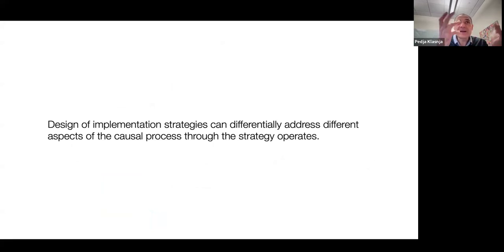And so that's another example of how the specific parts of the design, in this particular case the content of the intervention, might make a difference in terms of what part of the causal process is actually activated. But similar stuff happens for implementation strategies as well, right? And so here is one example.